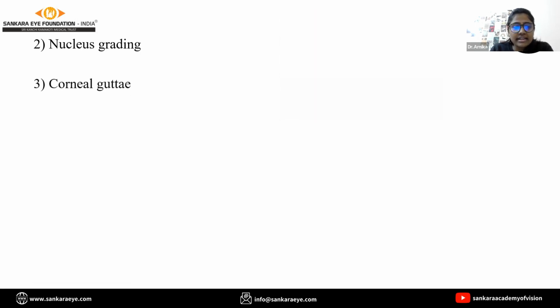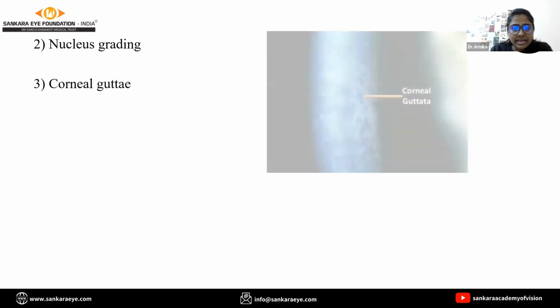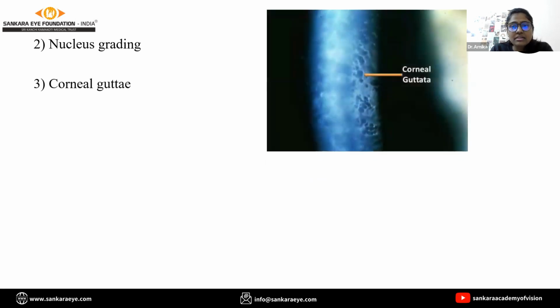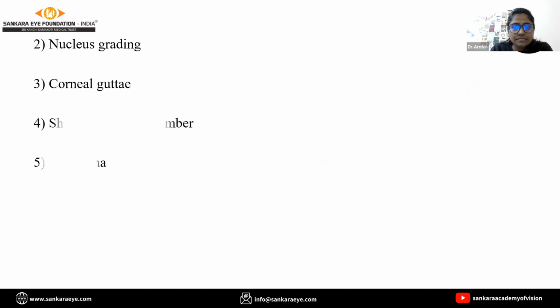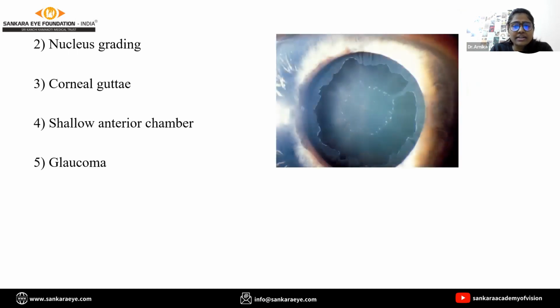Then corneal guttae should be looked out for with careful slit lamp examination, because they are known to cause endothelial dysfunction. In case of shallow anterior chamber, the distance from the tip to the endothelium is lower. That is why whatever ultrasound energy is used in phacoemulsification will be transferred to the endothelium indirectly. Glaucoma-induced endotheliopathy is also a well-known cause of endothelial cell dysfunction.